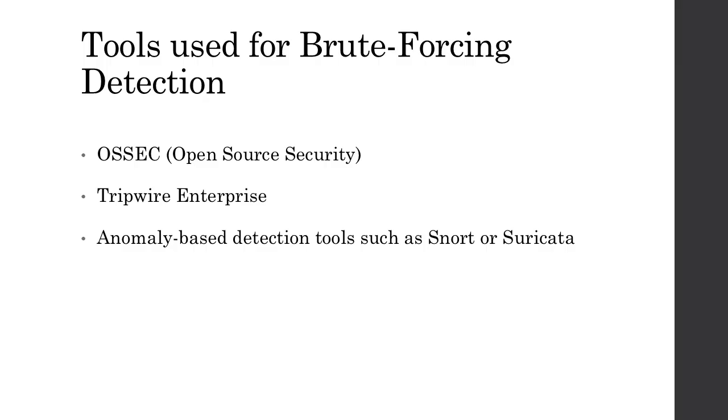Anomaly-based detection tools such as Snort or Suricata. Picture a network traffic policeman checking every car, every data packet, on the road, the network. Anomaly-based detection tools like Snort or Suricata watch for unusual traffic patterns, just like that policeman would flag a speeding car. If something doesn't match normal behavior, it raises an alarm to prevent potential security issues.